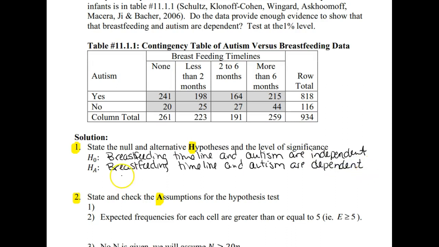So keep in mind what that means. That means that, given information about how long a mother breastfeeds a baby would give us information about how likely or less likely a child would be to develop autism. And they gave us our alpha value here was 0.01.